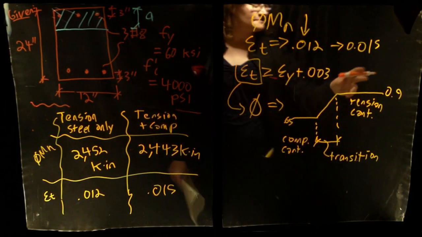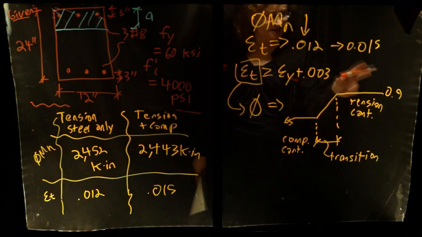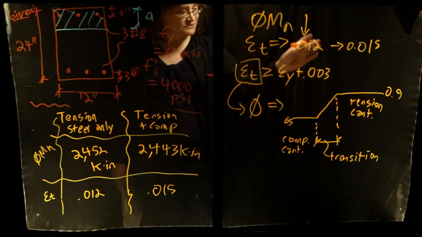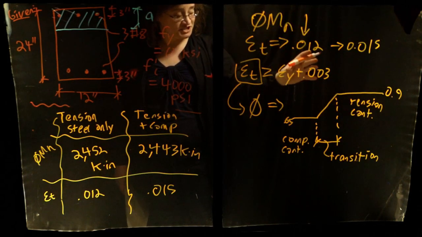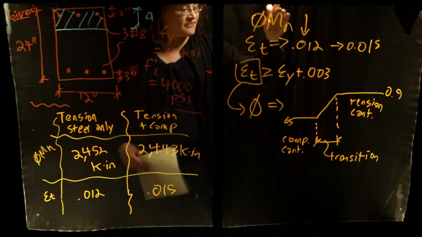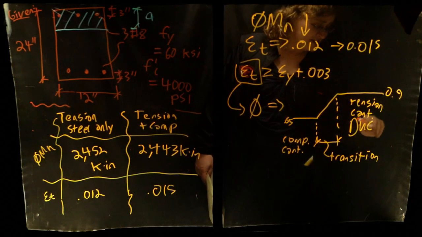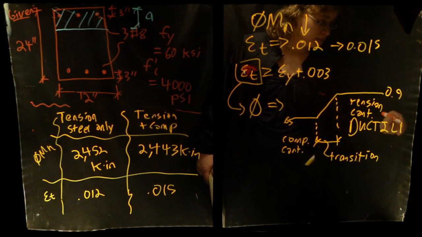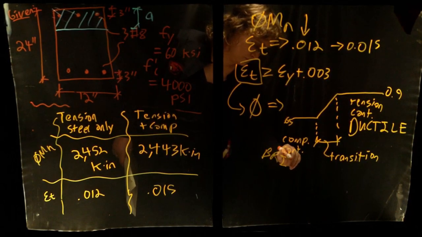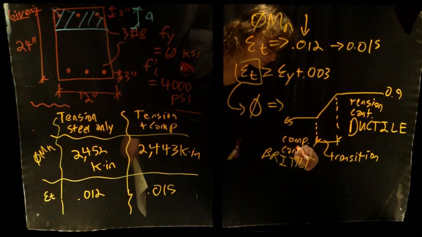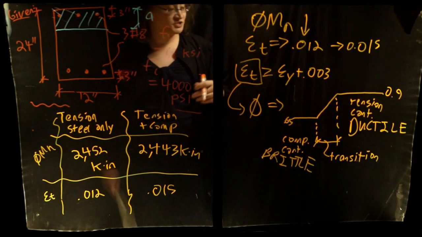And the reason we have this much higher phi value in the tension-controlled region is that if your beam is failing in steel tension, if it's failing in yielding, then you're getting a ductile failure. This is ductile. This is brittle. And that ultimately really is one of the great, probably the greatest benefit of adding compression reinforcement.